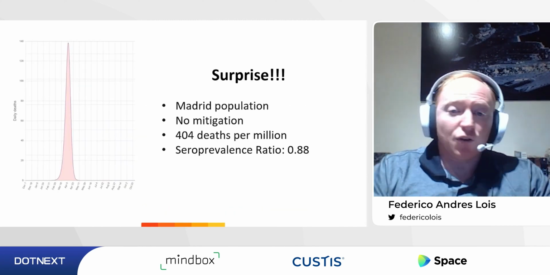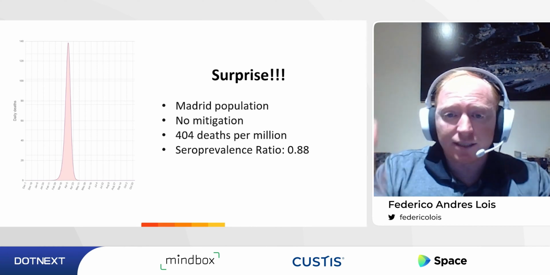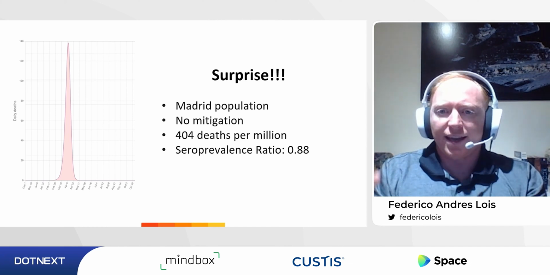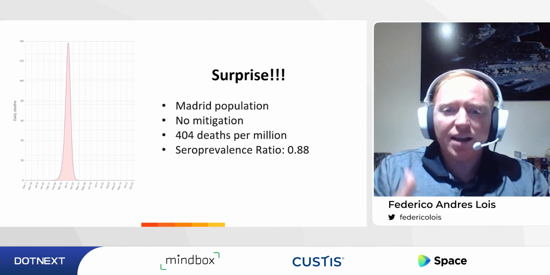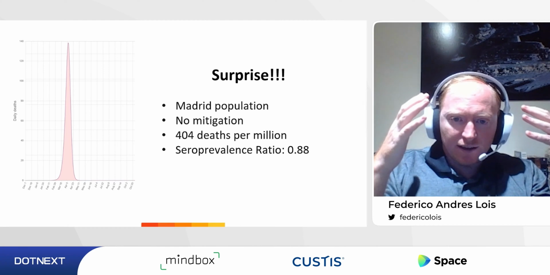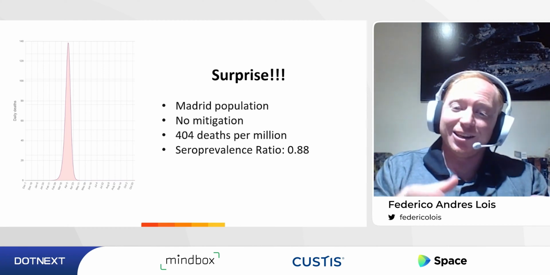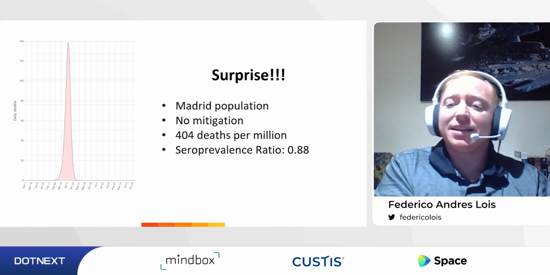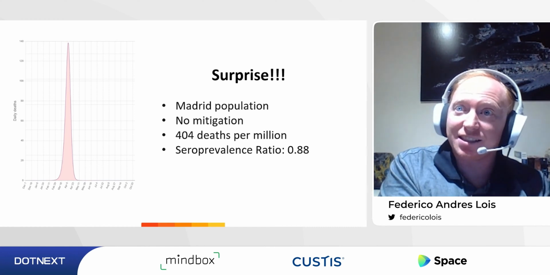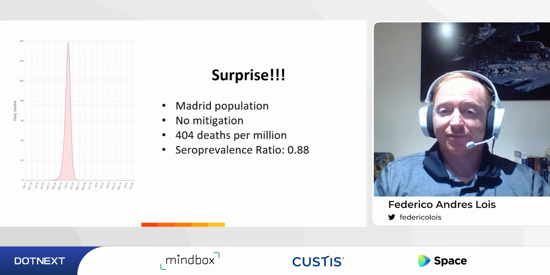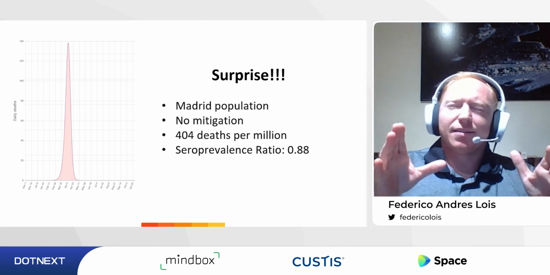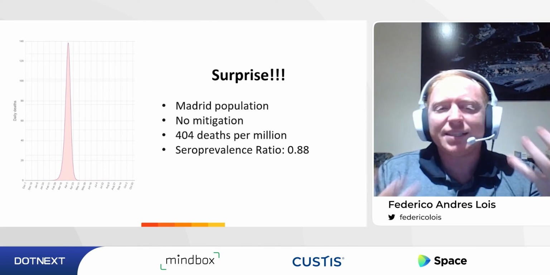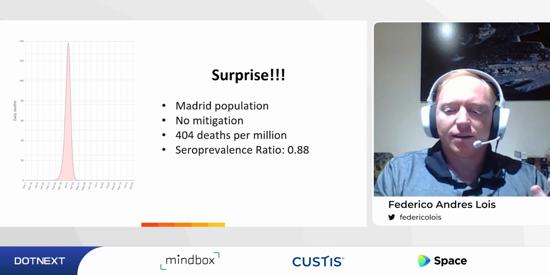So surprise, if we do that, we have a harmless virus, a virus that doesn't kill anyone. But if we test all deaths, we are gonna find 404, actually that's a good number, deaths per million, with a seroprevalence ratio that we can actually estimate of 0.88. So it's interesting because what happens? What is happening here?